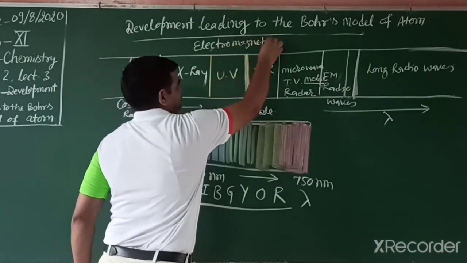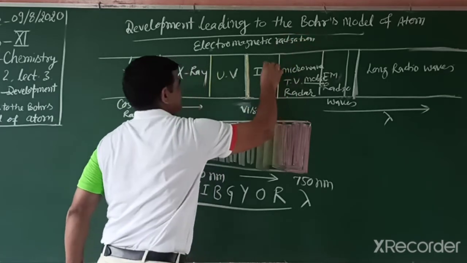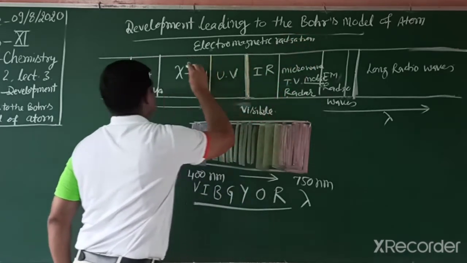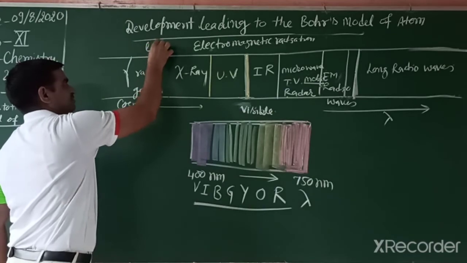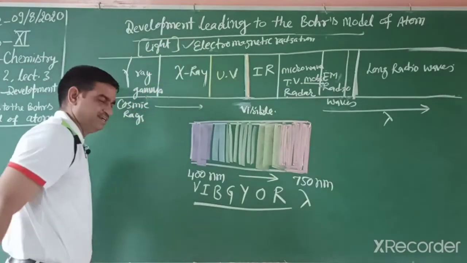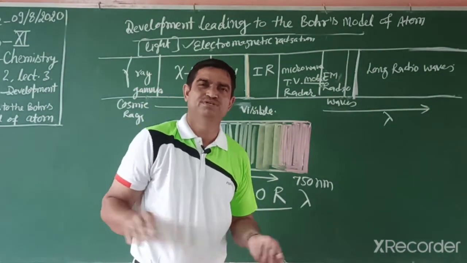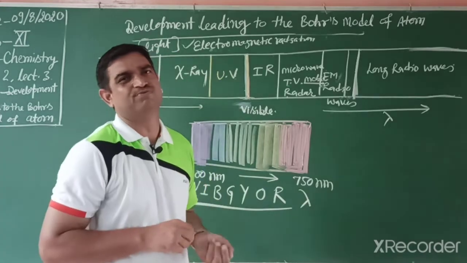Electromagnetic radiation. We can say light. This is light, another name. That is sunlight. Sunlight's other name is electromagnetic radiation. They do not need any medium. They can move in vacuum also.